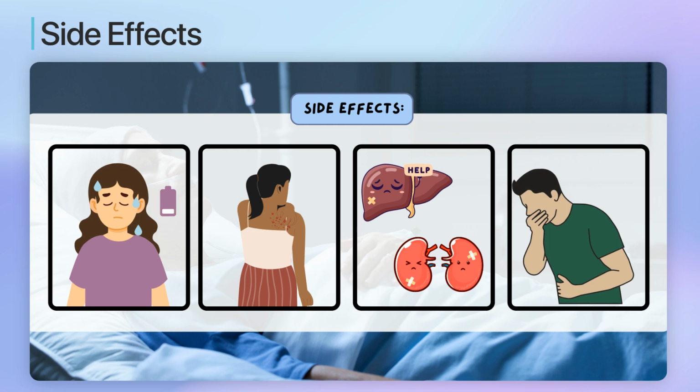Due to these side effects, doctors closely monitor patients undergoing radiation therapy and adjust treatment as necessary. Sometimes the radiation dose or schedule is modified to ensure the treatment remains effective while minimizing harm to healthy tissues. This careful monitoring helps maintain the balance between destroying cancer cells and preserving the patient's quality of life.